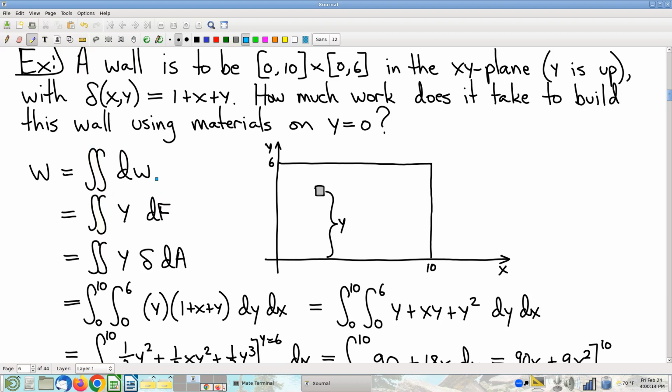Okay, next, let's focus on one of these bricks. How much work does that take? Well, work is equal to force times distance. I need to know how much this thing weighs.